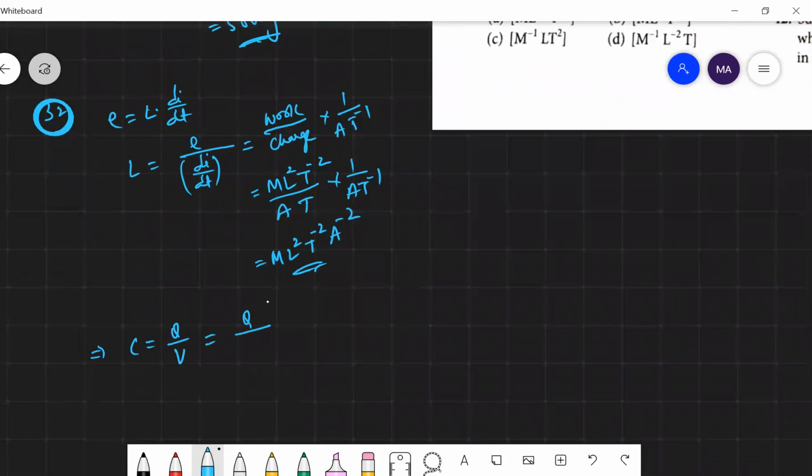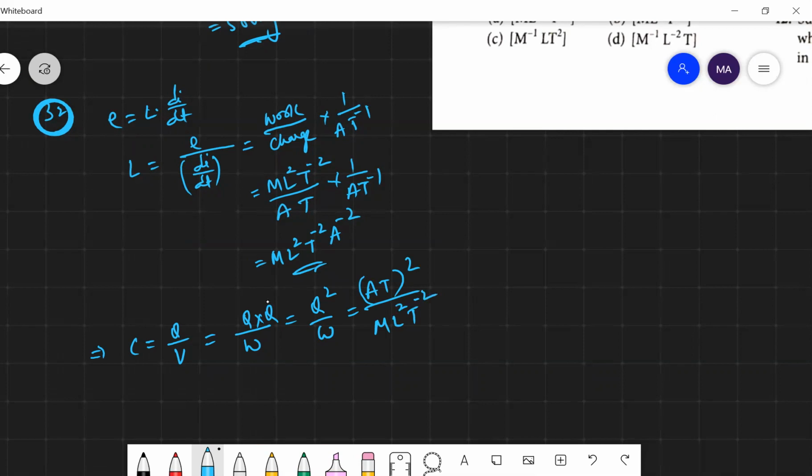V is equal to work done divided by charge, so it is W divided by Q. So this will become Q square divided by W. Q dimension is equal to A into T, whole square. Work dimension is M L square T power minus 2.